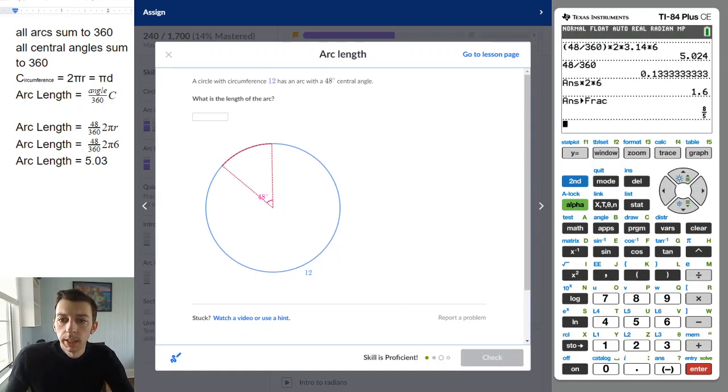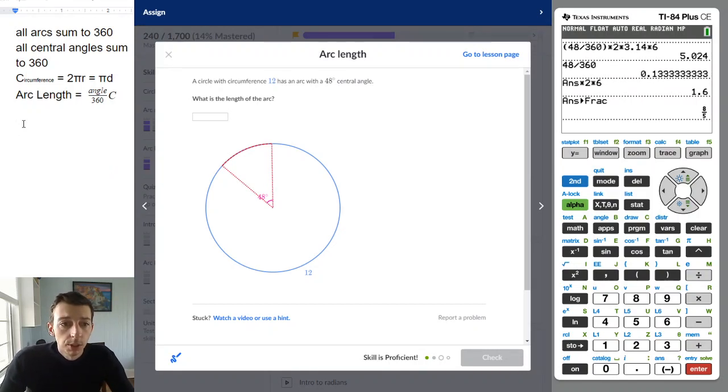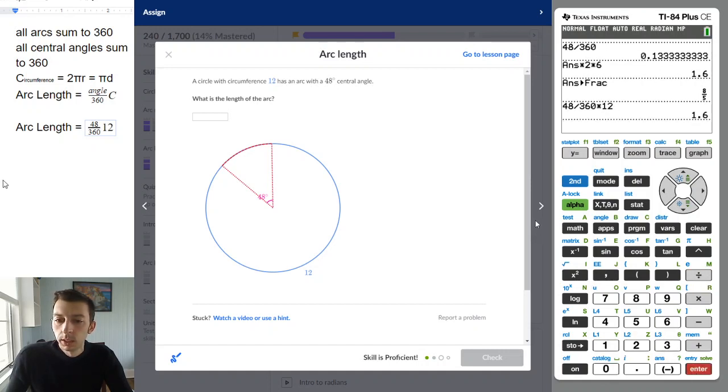This one asks us for an arc length as well. So let's just leave our formulas up. It says our circumference is 12, and I have an arc with a 48-degree central angle. So very similar to our last question. I'm going to take my angle and input 48. I know that my circumference is 12. So I should be able to just calculate this pretty quickly. 48 over 360 times the circumference of 12. That gives us 1.6. So because this is equal to 1.6, I should be able to go over here and enter 1.6.